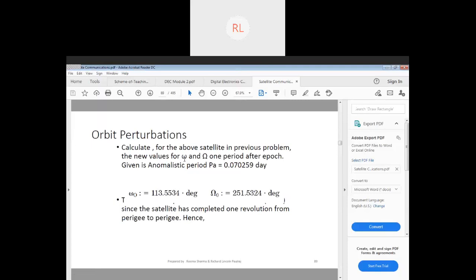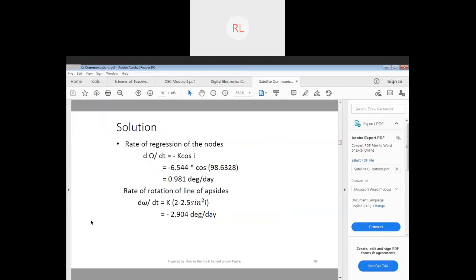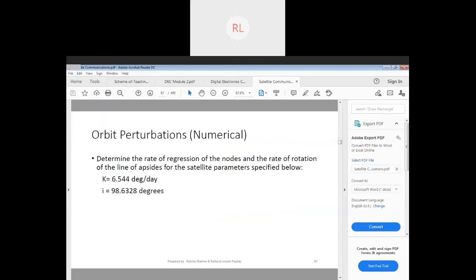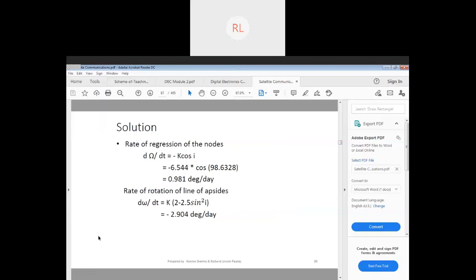So we saw this problem also yesterday. Today we will continue our discussion, and we will see how we are going to calculate the new values for the satellite in the previous problem. We are giving new values for 1 month period after epoch, and PA we are going to use as 0.07 per day. So new values for omega are going to be 113 and 251 respectively, because we have completed one revolution from perigee to perigee.